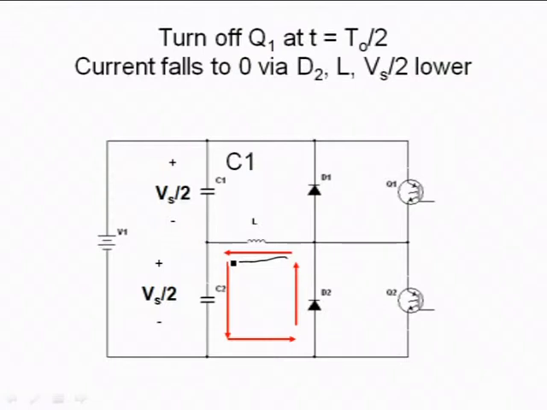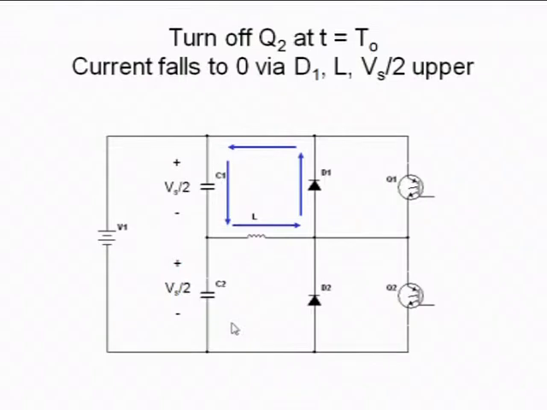Before turning off, this was the direction. When Q1 is turned off, the current continues to flow because an inductor won't change its current so suddenly. It continues to flow for a while via D2, L and Vs by 2. This is why, when the diodes are on, they are called feedback diodes: they feed power back to the DC source. So, these are the uses of feedback diodes, which are useful when the load is inductive.